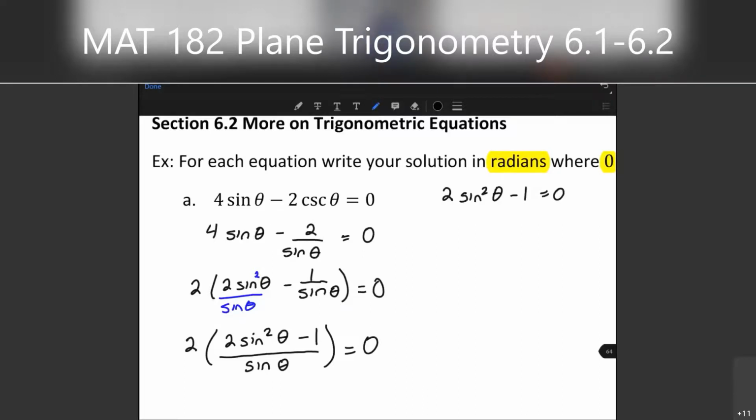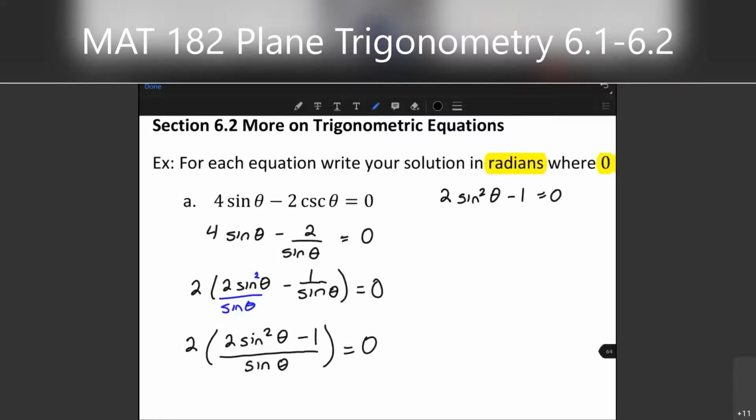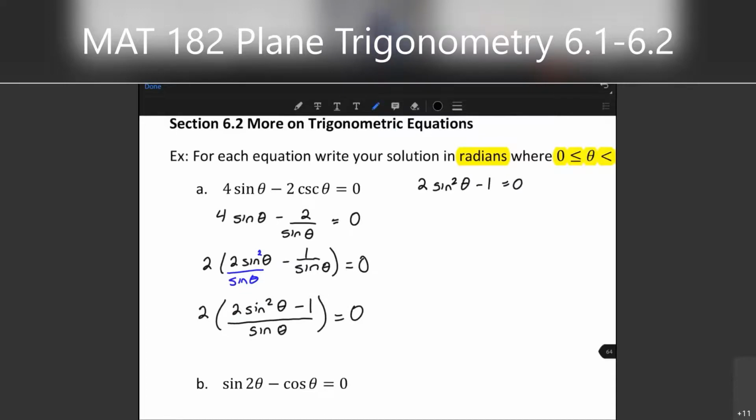The only catch here is we want to make sure when we get our solutions that sine of theta is not equal to 0. Because if the sine of theta is equal to 0, then we're going to have problems in this equation. So this is one check that we're going to need to make at the very end, is making sure that the sine of theta, whatever angles we find, is not equal to 0, because that would make this fraction on the left side undefined. So we want to stay away from that for sure.